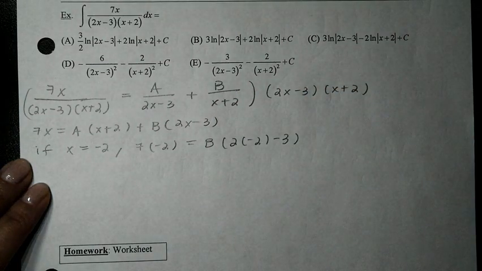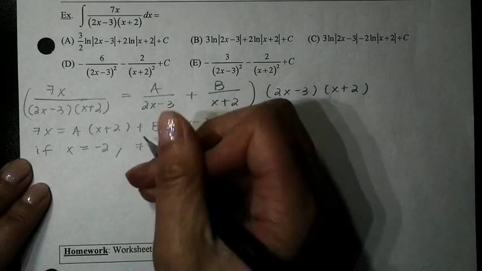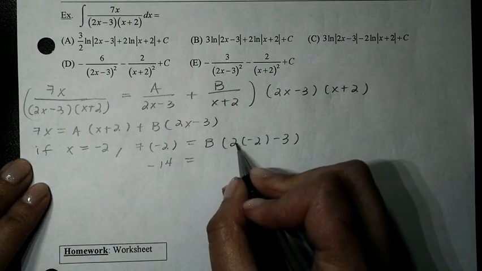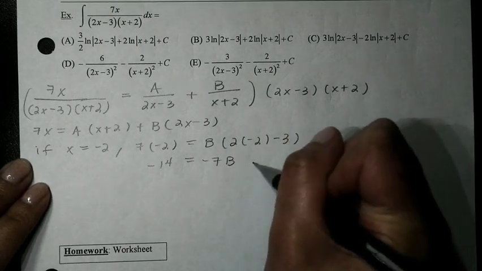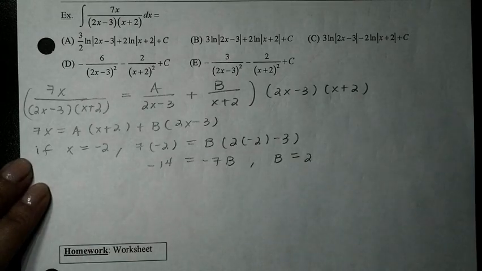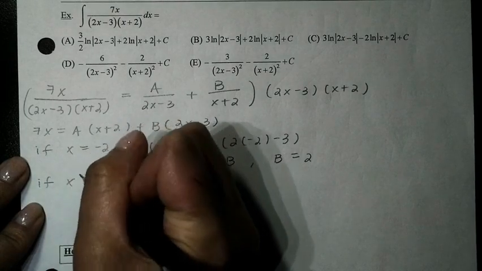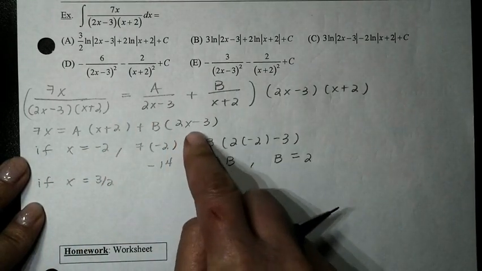So what happens here? You have that this is -14 and this is going to be equal to -4 minus 3, that's -7b. So you have that b is going to be equal to +2. So then you have, if x is equal to, what's that? 3/2, because that's the other factor that we have here.